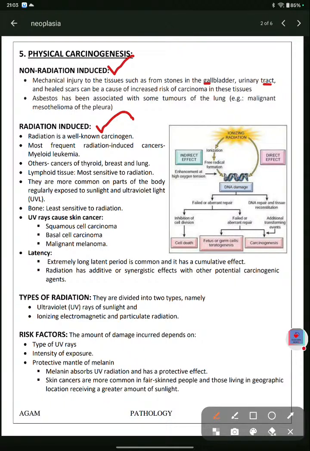Radiation is a well-known carcinogen, most frequently causing myeloid leukemia, and cancers of the breast, lung and lymphoid tissue. There is UV light, less sensitive to radiation: squamous cell carcinoma, basal cell carcinoma, and malignant melanoma. These are radiation induced because of the UV rays. Types of radiation: ultraviolet and ionizing radiations.